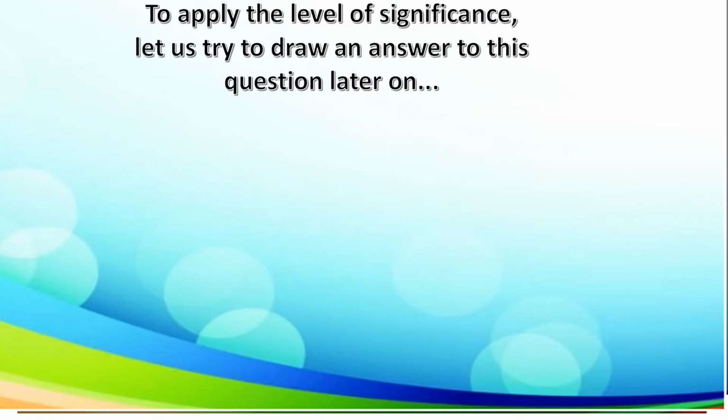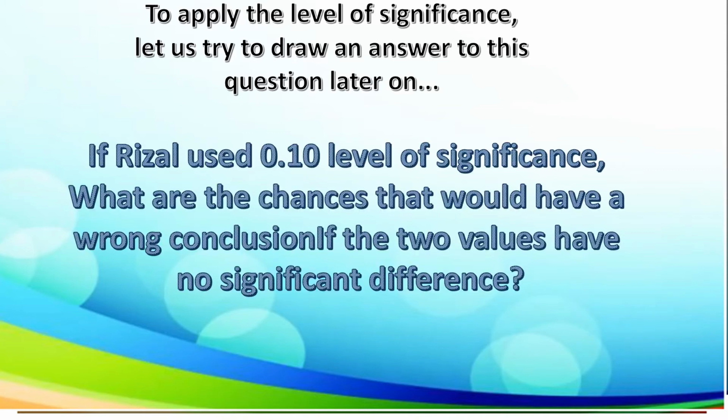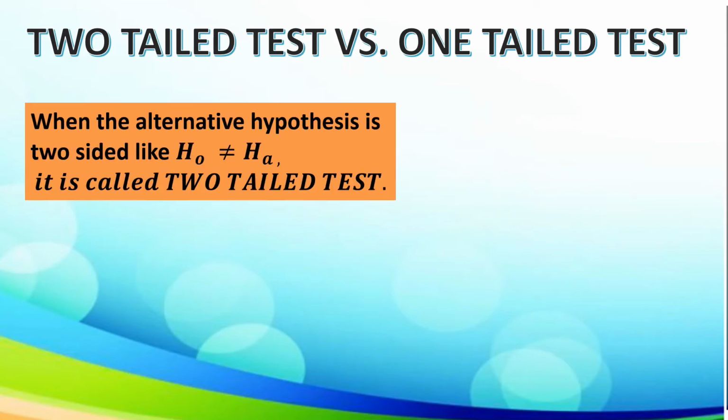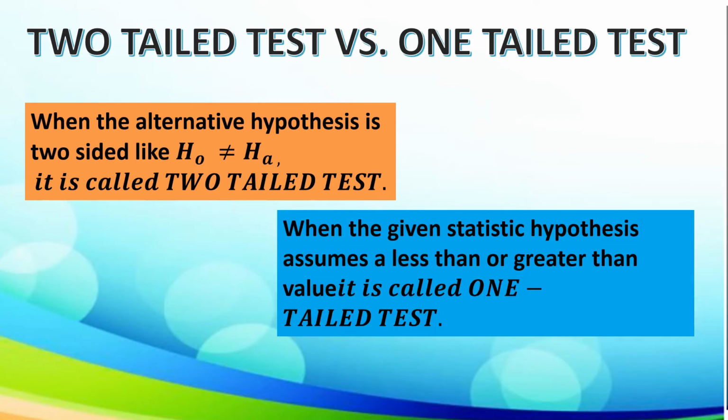To apply the level of significance, let us try to draw an answer to this given question. If Rizal used 0.10 level of significance, what are the chances that we would have a wrong conclusion if the two values have no significant difference? To be able to answer that question, let us now discuss the next topic, which is two-tailed test versus one-tailed test. When the alternative hypothesis is two-sided, like the null hypothesis is not equal to the alternative hypothesis, it is called a two-tailed test. When the given statistic hypothesis assumes a less than or greater than value, it is called a one-tailed test.